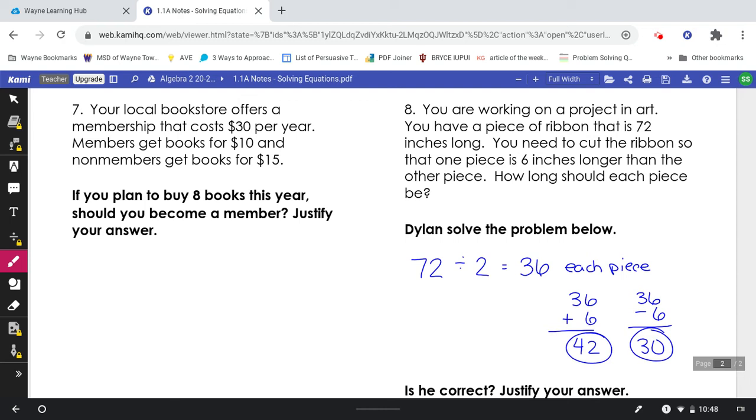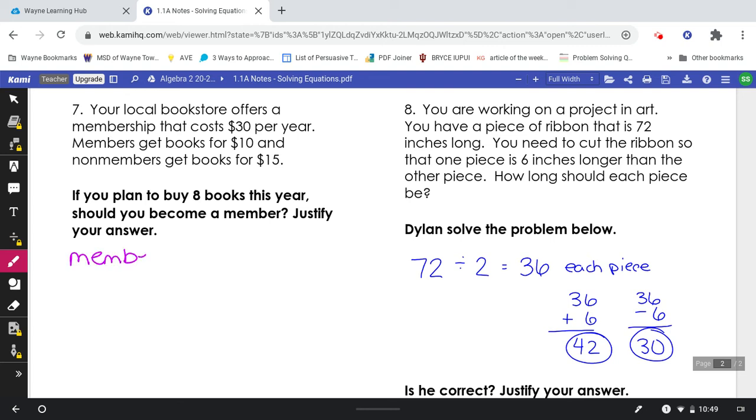Justify your answer. Anytime it asks you to justify your answer, it just means explain why you answered the way you did. So this question is just asking for a yes or no. Should you become a member? Yes or no? Don't just write yes or no. Make sure that you have some math or something written so that way you can explain why you chose yes or no. So I'm going to set this one up as just a comparison.